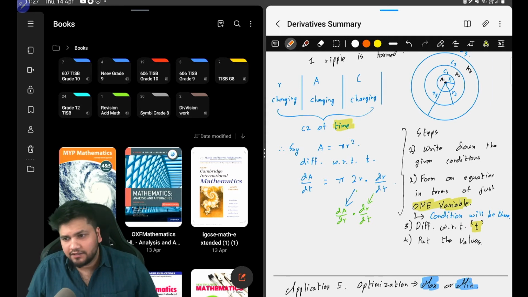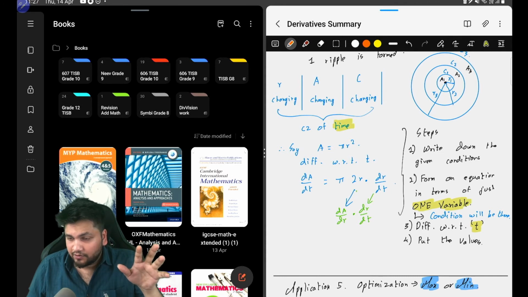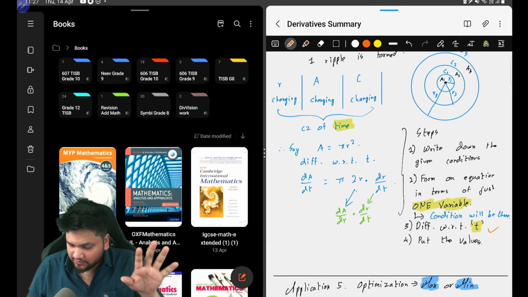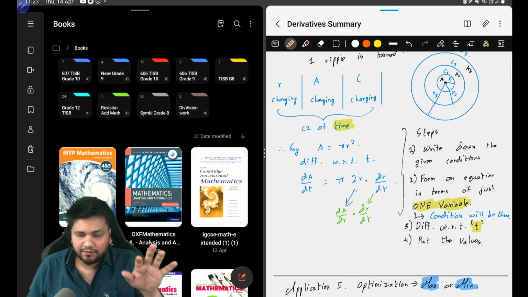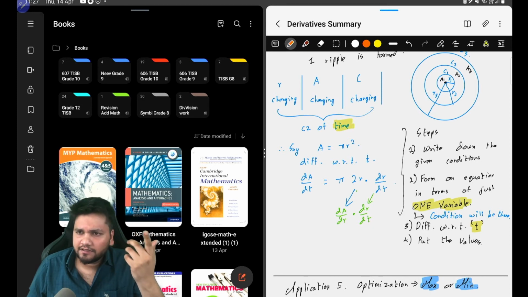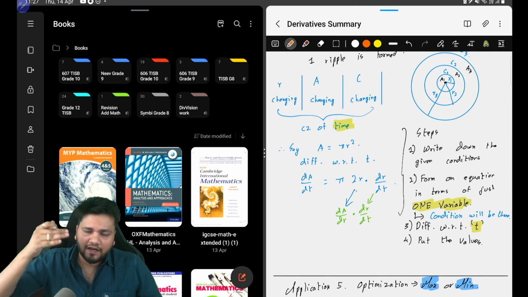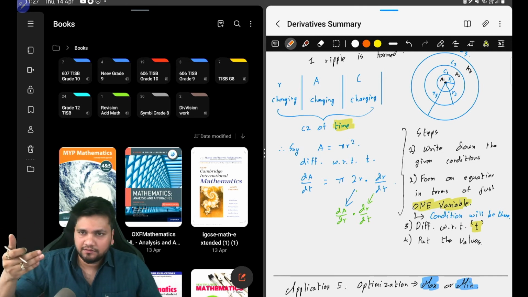Steps: write down the given condition, form an equation in terms of just one variable. This same set of steps will be for optimization as well. There will be some certain condition, and differentiate it with respect to t. Why did I mention one variable? Because when we get questions with respect to cone, I've already given that in the revision worksheet as well. They give you semi-vertical angle is 30 degree, 60 degree, that kind of stuff, right? So that time we use sine 30, tan 30, whatever, and then we write h in terms of r or r in terms of h, and then we differentiate.